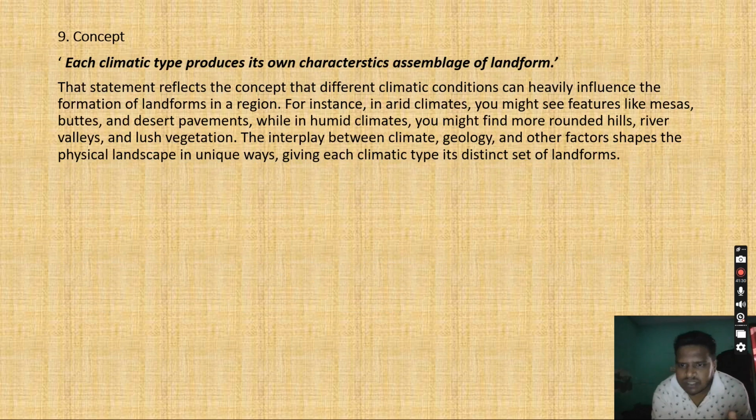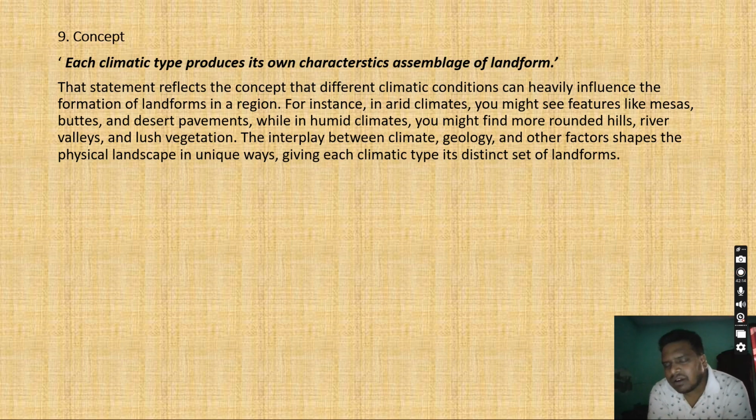Now we move to concept number 9. Each climatic type produces its own characteristic assemblage of landforms. Basically, whatever the climate is, it produces its own characteristic assemblage of landforms. We can say within a coastal region we have landforms that basically belong to the coastal region, and the landforms that develop in the fluvial region reflect that in them.